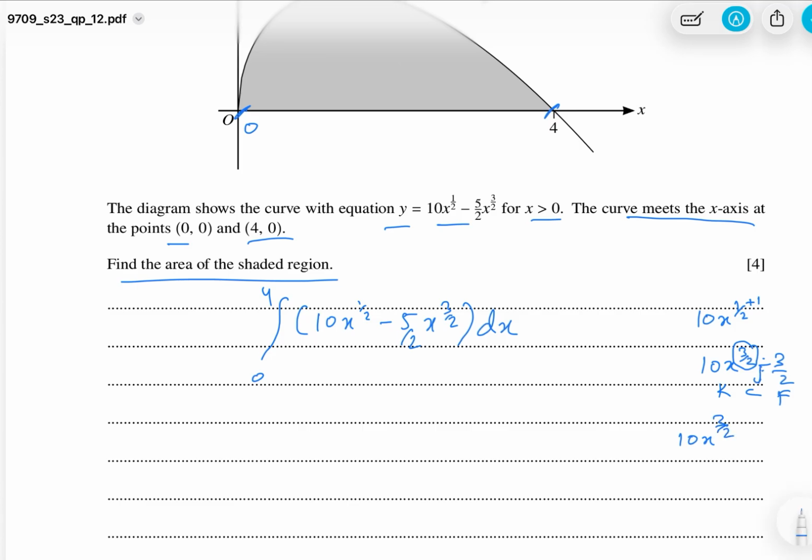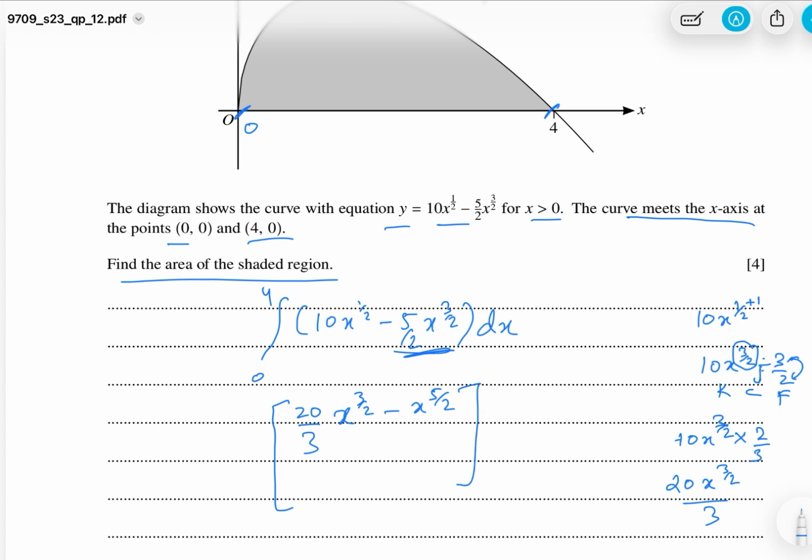This sign will change, it will become multiplication, and this will flip, it will become 2 by 3. Okay, got it? So this term will become 20x to the power 3 by 2 upon 3. Got this one or not? Like this, I'm integrating it, so it will become 20 by 3 x to the power 3 by 2 minus x to the power 5 by 2. I've integrated this term as well.